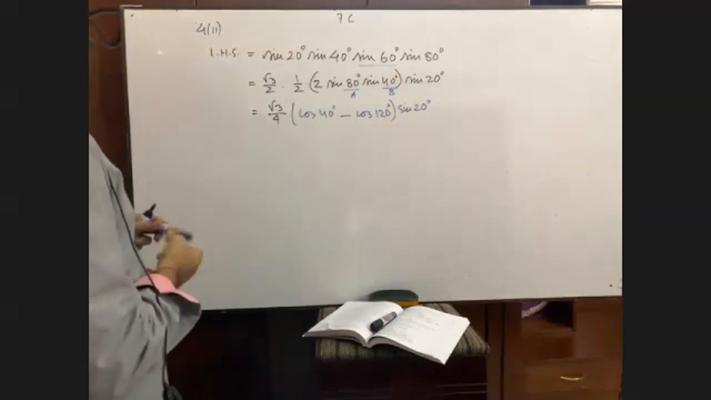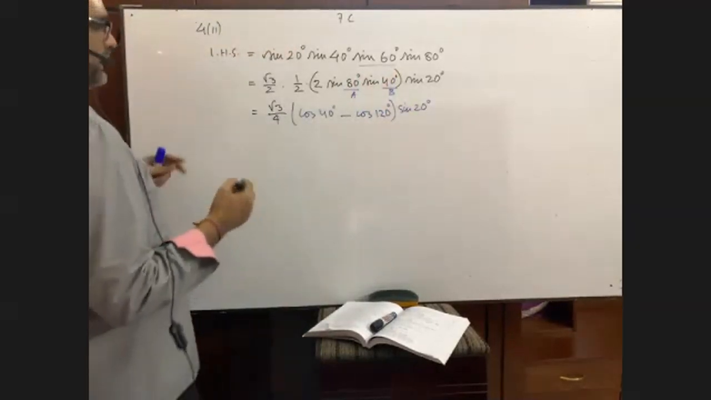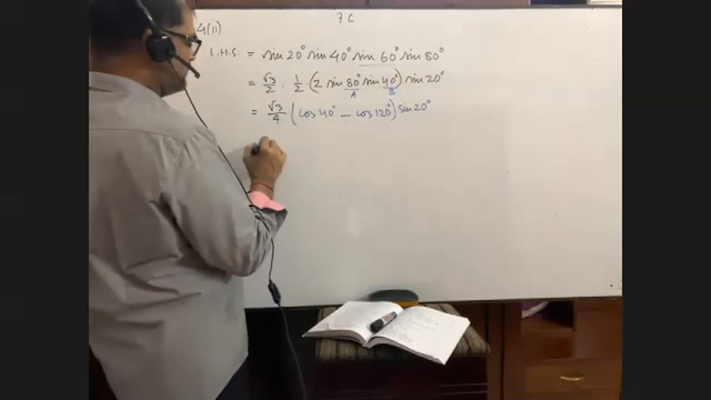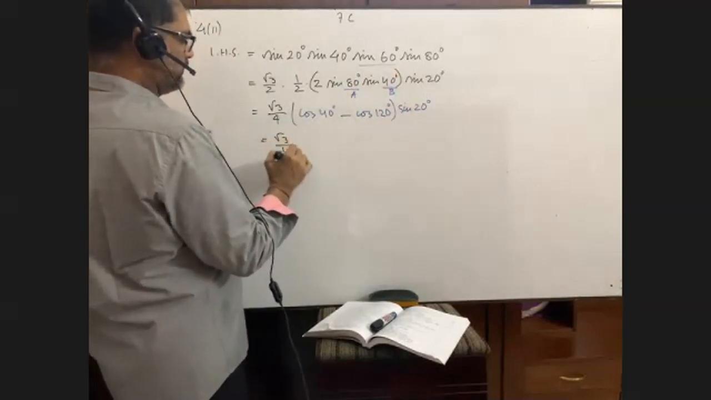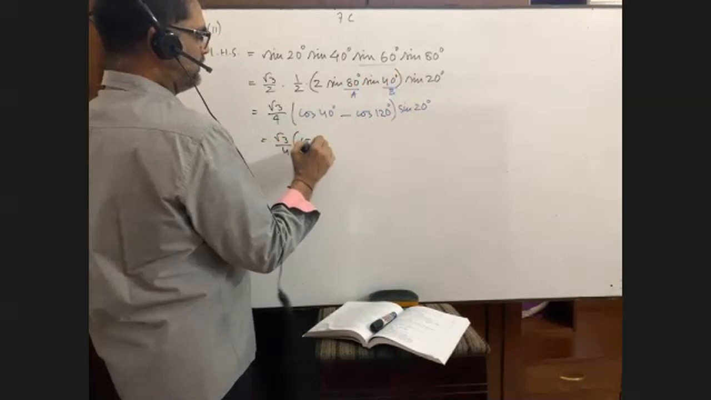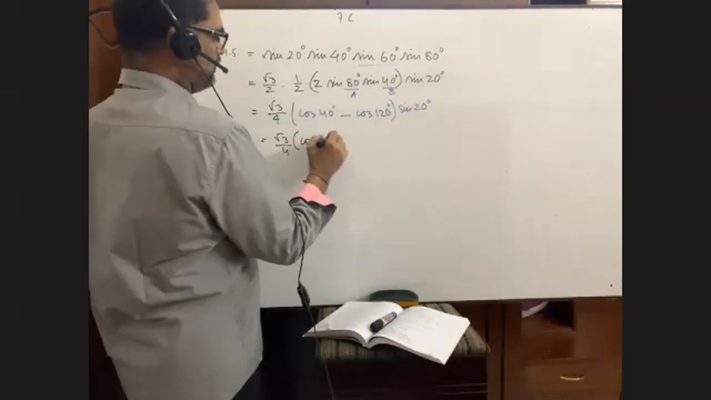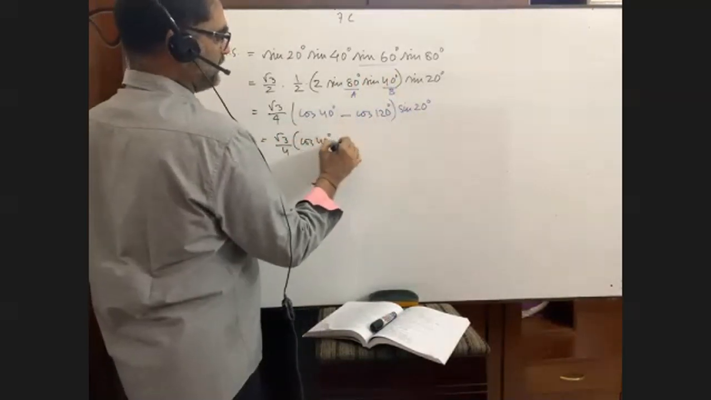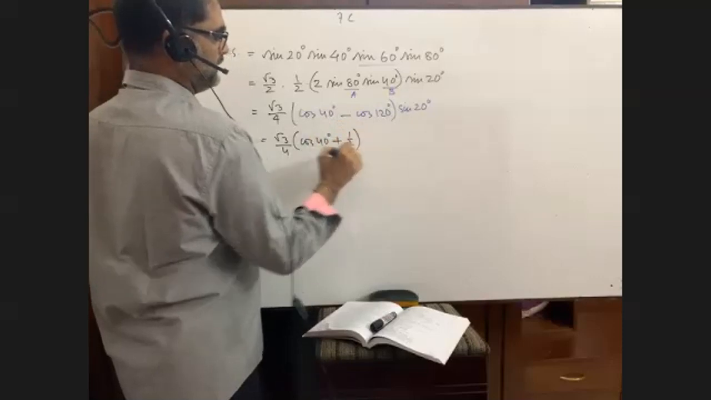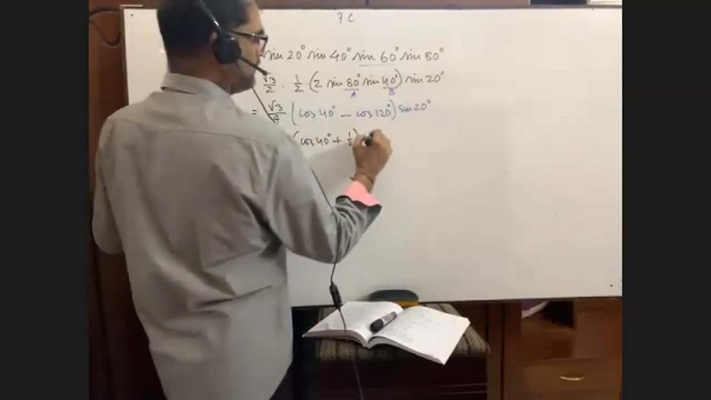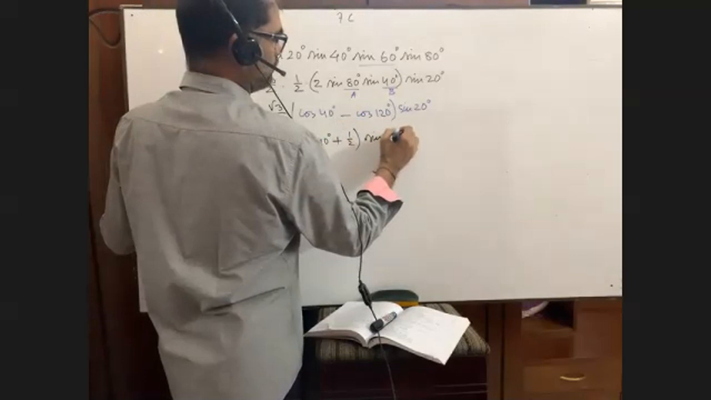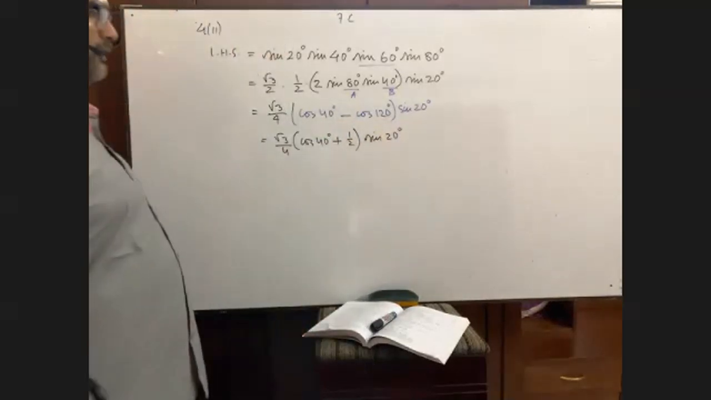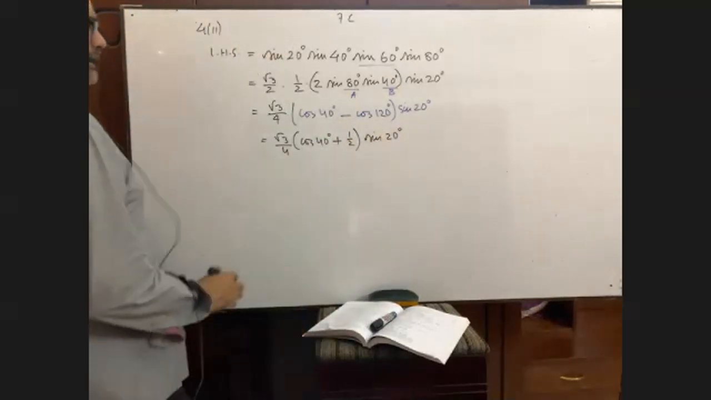Now, what is the value of cos 120 degree? Use the calculator. Minus half. Always it is happening. Minus half, minus plus half. Right? Now we multiply.